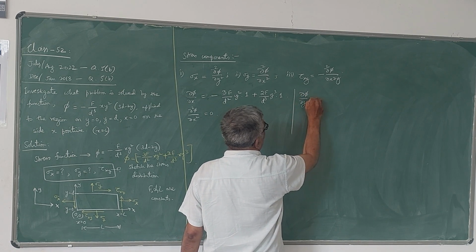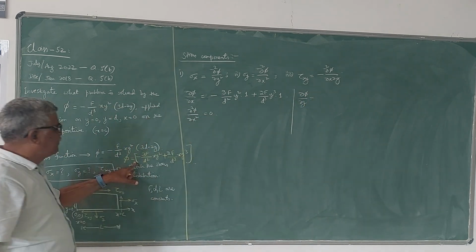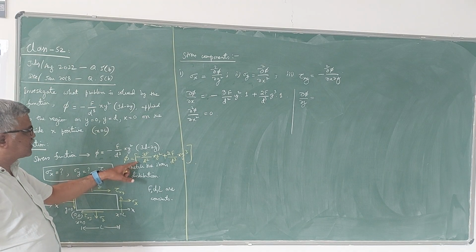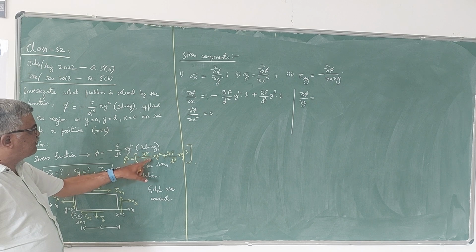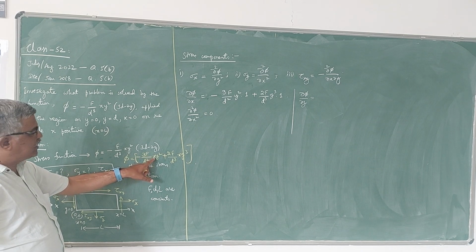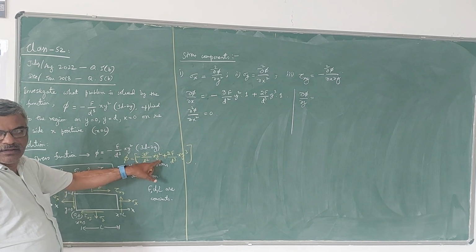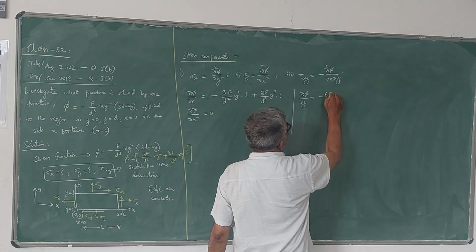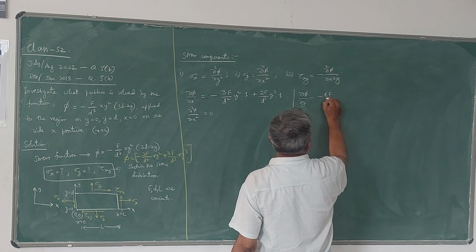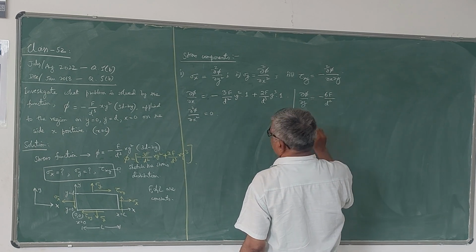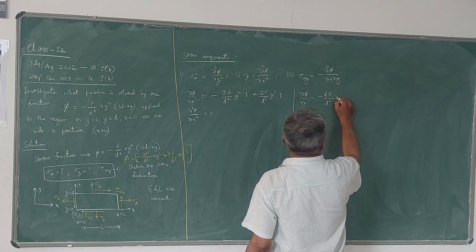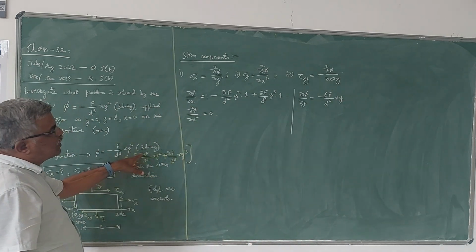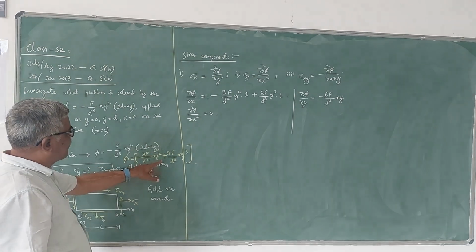Dou phi by dou y now. This one. We are differentiating with respect to y. We have to treat x as constant. Minus 3f by d square, x is constant, into 2y. Correct? So 3 into 2y is 6. So minus 6f divided by d square into xy. Correct? x into 2y. Then 2 I have multiplied by 3 becomes 6. So that is the first term.